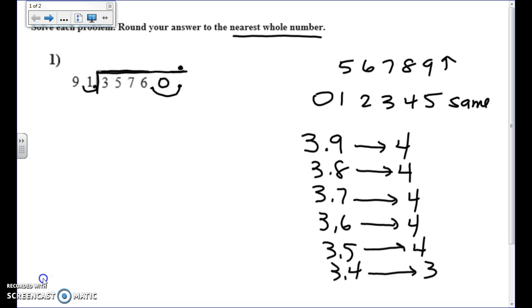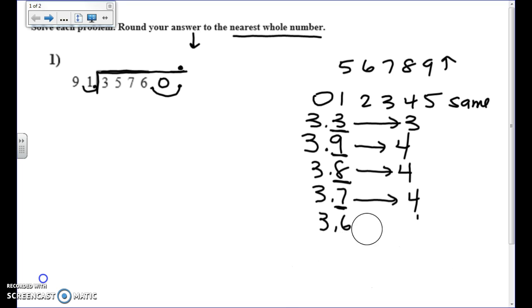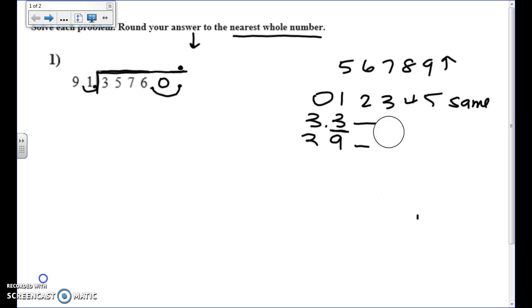I think you're getting the idea. 3.3 would round to 3 as well. So when it says round to the nearest whole number, I need to figure out what the tenths place is in order to do that. I need to know what that tenths number is, so I better go all the way until I get to the tenths spot so I know which way to round my whole number. All right, so a lot of talking there at the beginning. Now we're going to get started. I hope you were listening really close.